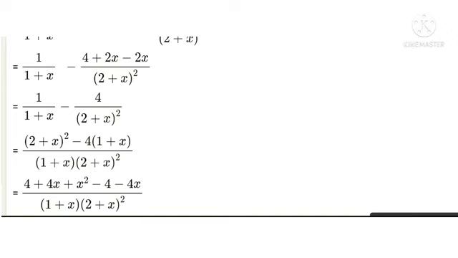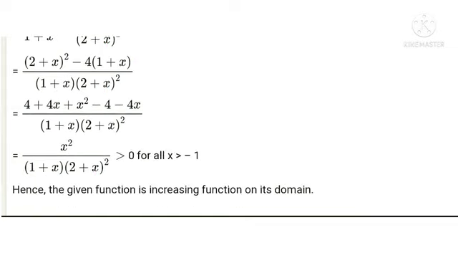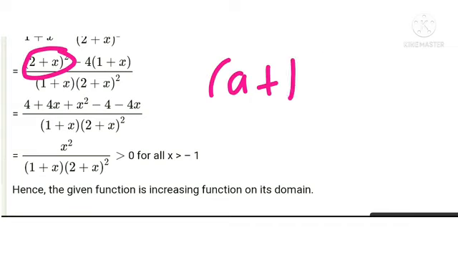Take LCM here. 1 plus x and (2 plus x) square as it is. Here (2 plus x) square minus 4 into (1 plus x). You multiply. Expansion (a plus b) square is a square plus 2ab plus b square.